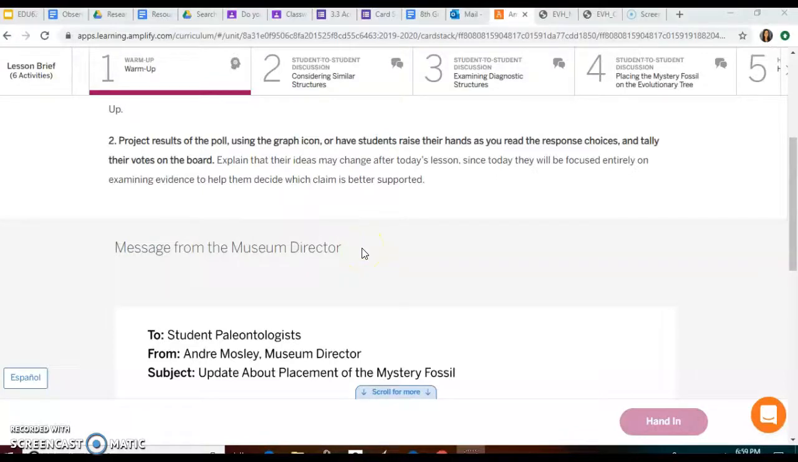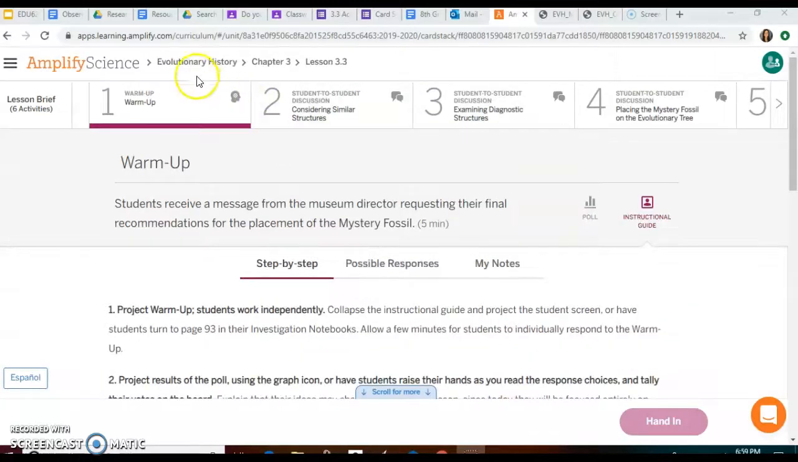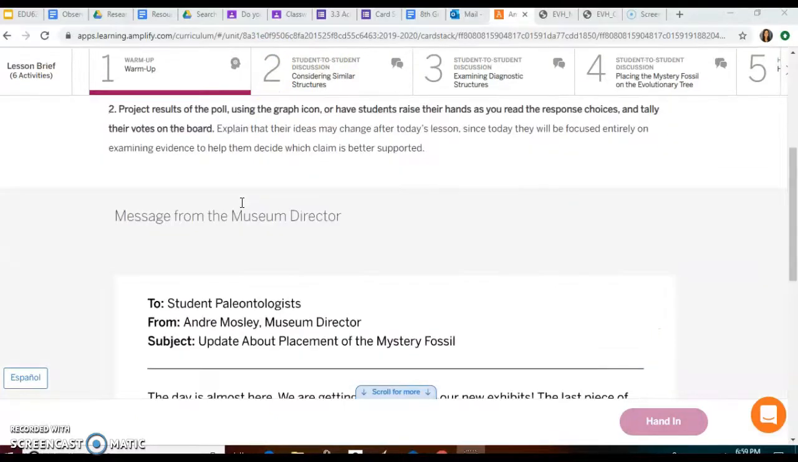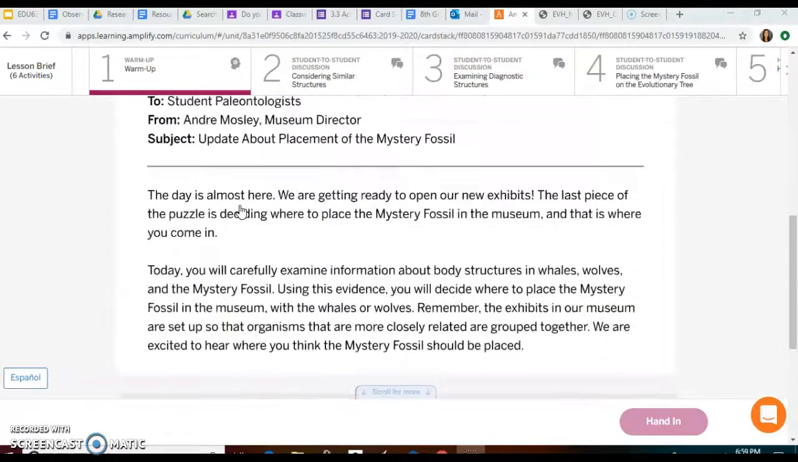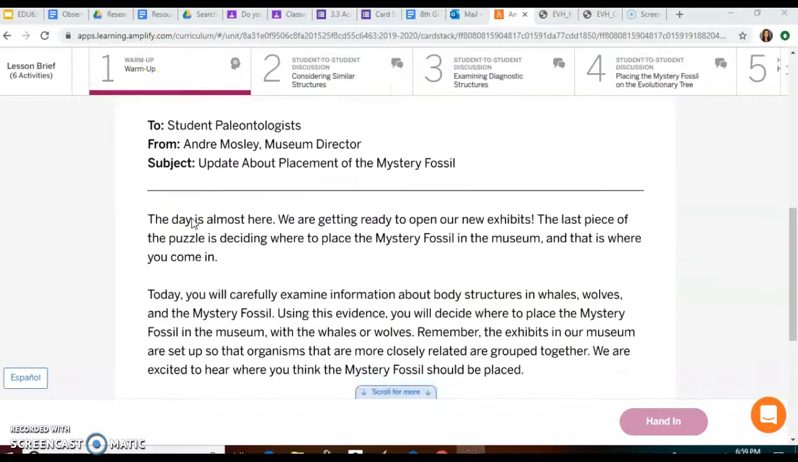Alrighty, so this is going to be the video instructions for NTI days 5 and 6, which is going to be evolutionary history, which you can see up here at the top. Evolutionary history, chapter 3, lesson 3, so 3.3. I cut out the whole going through because I figured you probably got it at this point. So, going straight in. First thing you're going to do is the warm-up, which I'm already clicked into right now.